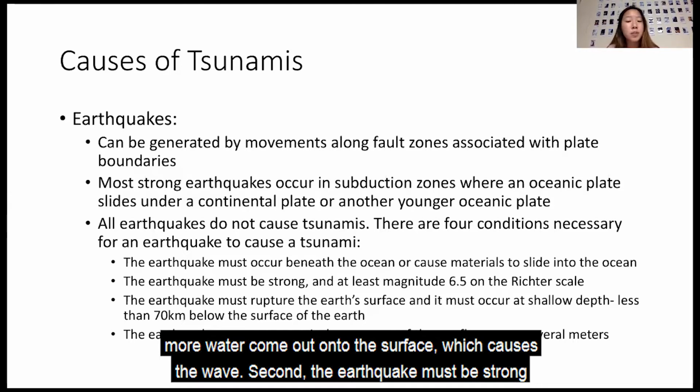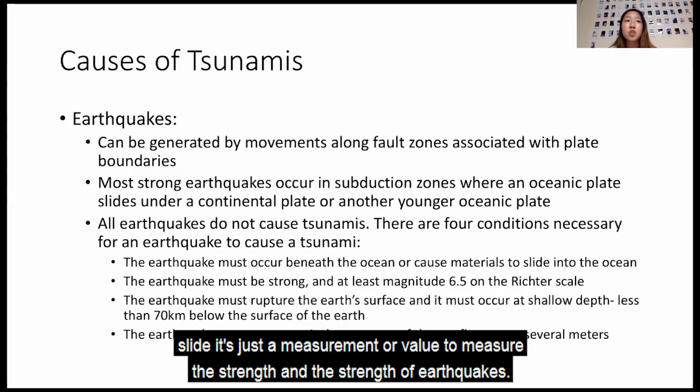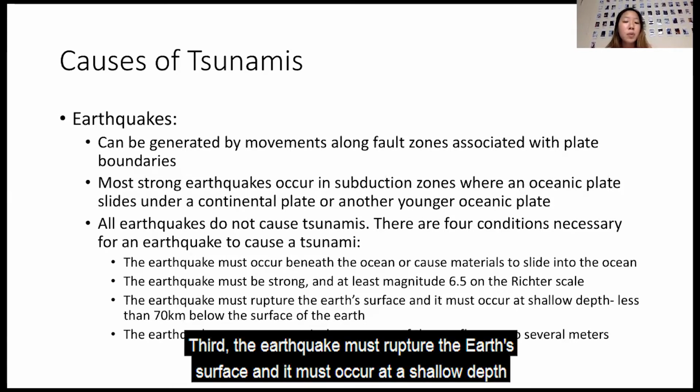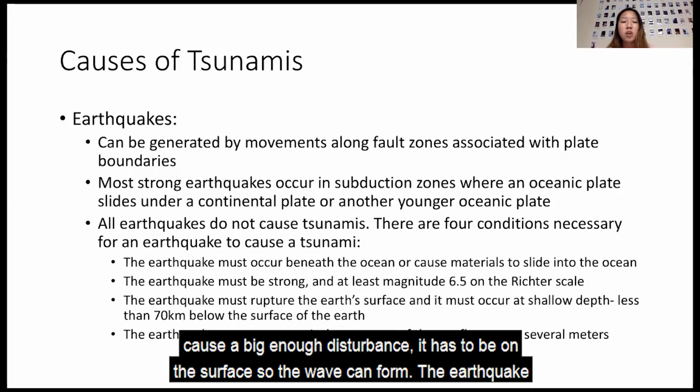Second, the earthquake must be strong and have at least a 6.5 magnitude on the Richter scale. The scale we'll be talking about in the next slide. It's just a measurement or value to measure the strength of earthquakes. Third, the earthquake must rupture the Earth's surface and it must occur at a shallow depth less than 70 kilometers below the surface of the Earth. If it's too deep, it's not going to cause a big enough disturbance. It has to be on the surface so the wave can form.